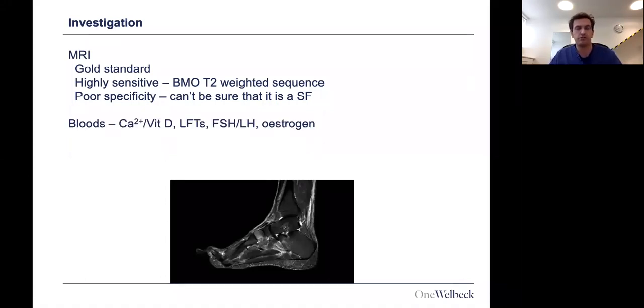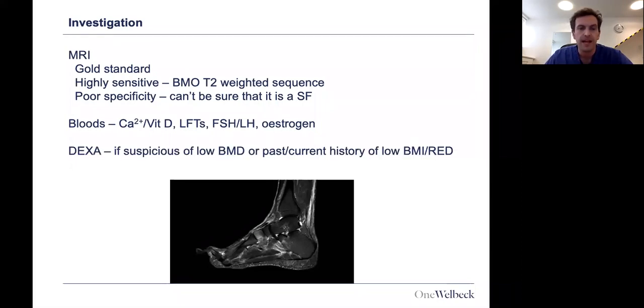Having confirmed bone stress or a stress fracture, I would then consider some blood tests. We're looking specifically at things like bone profile, liver function, and hormone profile. And again, if we find a stress fracture, particularly in a young female individual who has low BMI or relative energy deficiency, then I would certainly consider getting a DEXA scan, looking specifically for osteopenia and osteoporosis, which will then determine how we treat the injury in the long run.